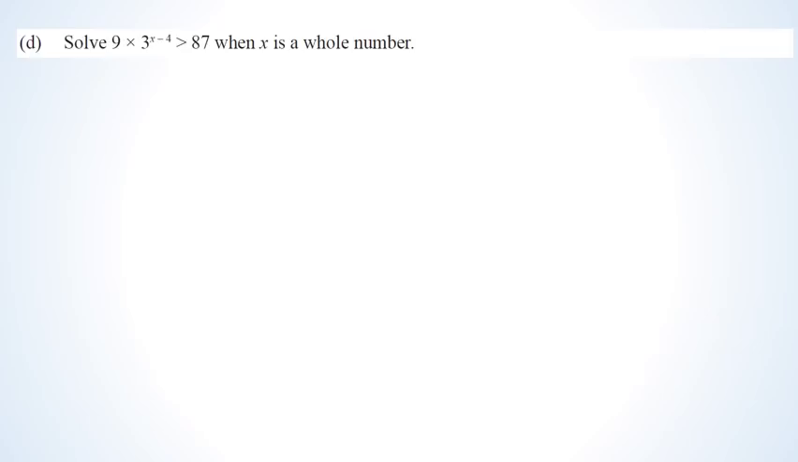All right, so we've got an index question here. What's important to notice with this particular question is that it would really help to start writing everything in powers of 3. Because we have a power of 3 right there, it would help to convert everything to powers of 3. What I mean by that is converting 9 and then possibly 87. Let's write down what we can do. Now 9, we know that 3 squared is equal to 9. So I'm going to replace 9 with 3 squared, multiplied by 3 to the power of x minus 4, and that's greater than 87.